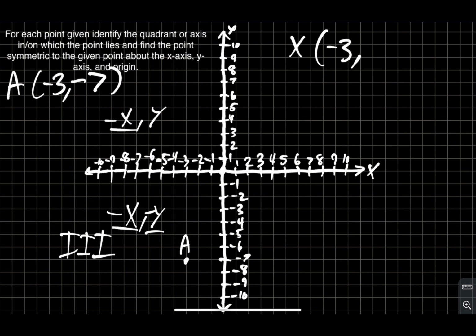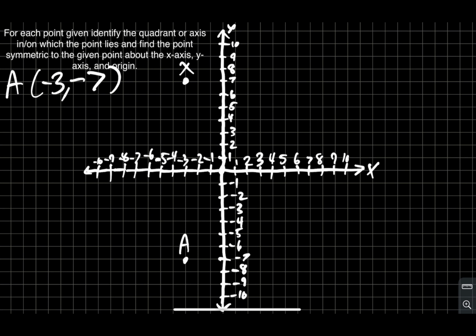But notice it went from negative y to positive y. So all I'm going to do is just drop the negative sign. So this is going to be our new point. It's going to be negative 3, comma, positive 7. So your point symmetric to the x-axis is going to be right there. And that's going to be point x.